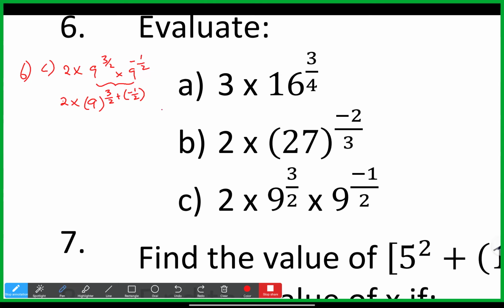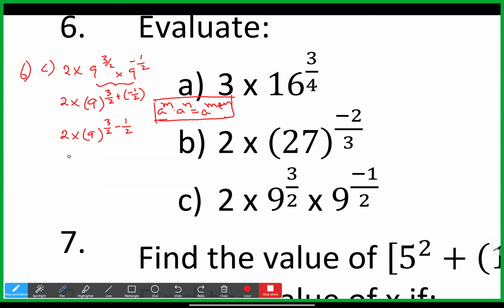Yes, because a power m into a power n is a power m plus n. We apply this law. Bases are same, powers are different. Product is an addition of powers. So 2 into 9 power 3 by 2 plus bracket open minus 1 by 2. It will become 3 by 2 plus of minus is minus. Any doubt, Ashwa? No, sir.